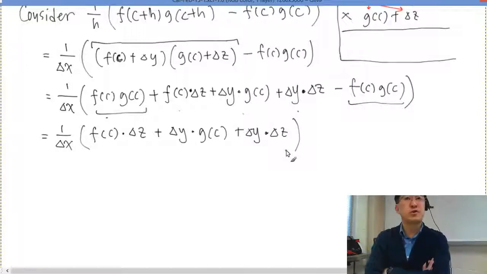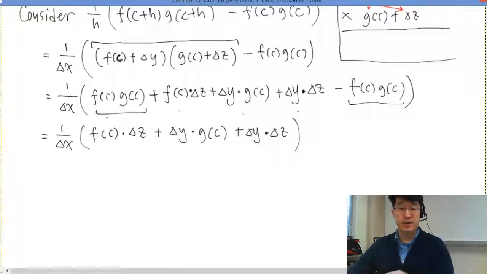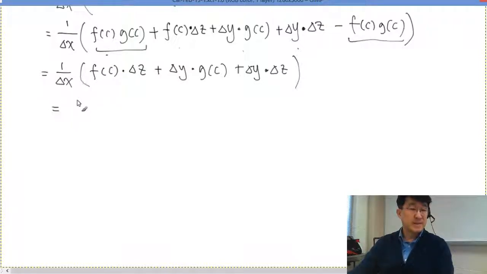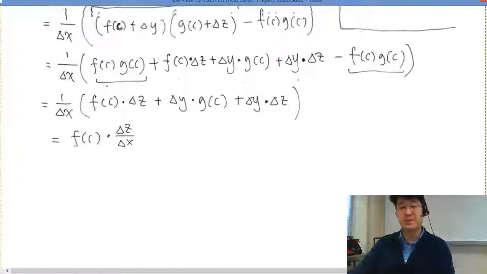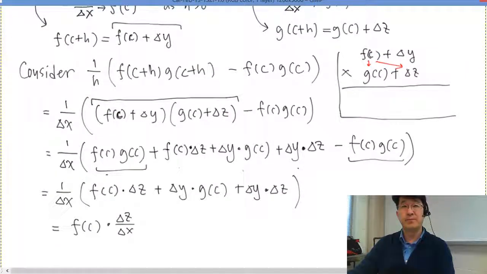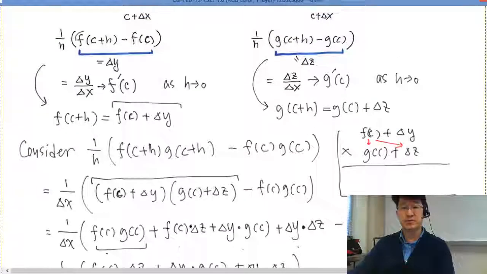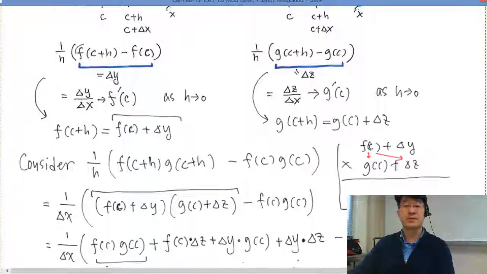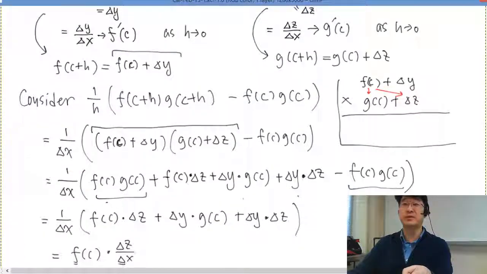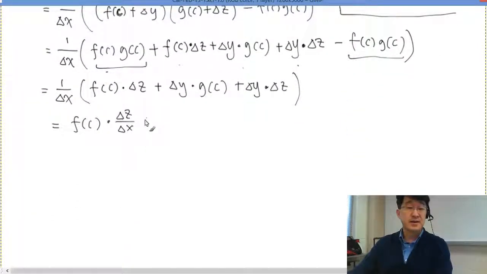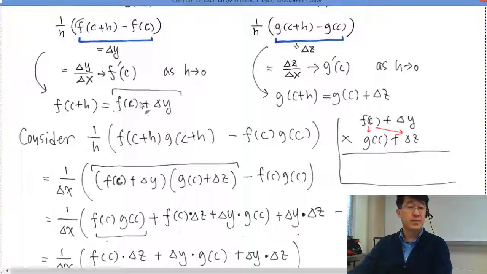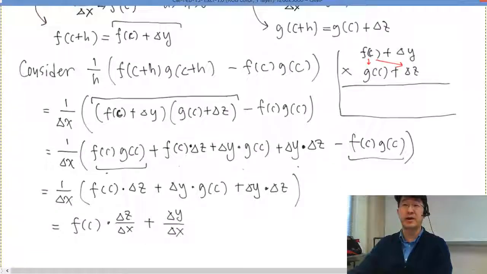Okay. Next thing you do, you're going to distribute this delta x everywhere. And there's a moment. If you just multiply this one, you can group this one together nicely like that, because we know something about delta z divided by delta x. Does anyone know about delta z divided by delta x? Yeah, that is becoming g prime of c, right? That's why I grouped it like that. That is also distributed here, delta y divided by delta x, right? Do we know anything about delta y divided by delta x? That is nicely becoming a quantity f prime of c, right?